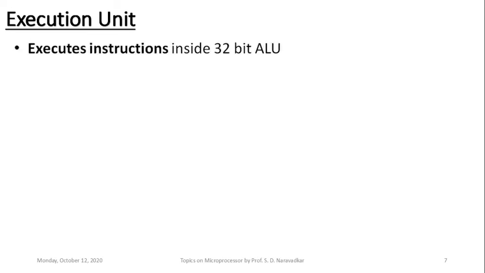Then the fourth pipeline unit is the execution unit. This execution unit executes the decoded instructions which are taken from the decode unit, and that execution takes place inside the 32-bit ALU. That is what is stated here: executes instructions inside the 32-bit ALU. But one thing to remember is that the instructions must be decoded and made available from the decode unit.